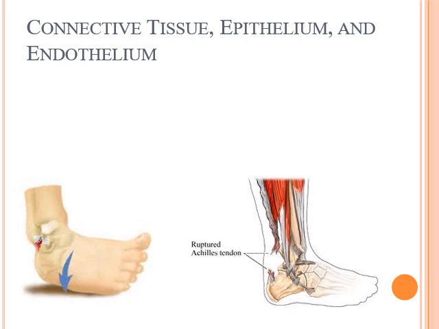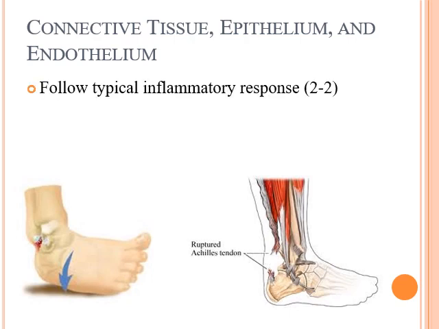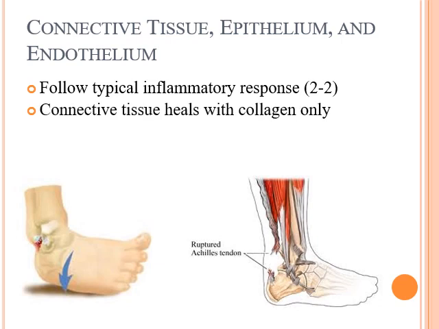If we're looking here, all these tissues are going to follow a typical inflammatory response, whether it's connective tissue, epithelium, or endothelium. Connective tissue heals with collagen only, so it's really important that the collagen can hopefully be remodeled in a very optimal fashion. And in some instances, the original tissue may be regenerated.